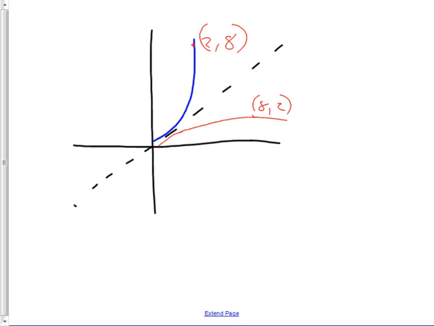Okay, next graphing topic. Let's say that you had, I had to graph that.